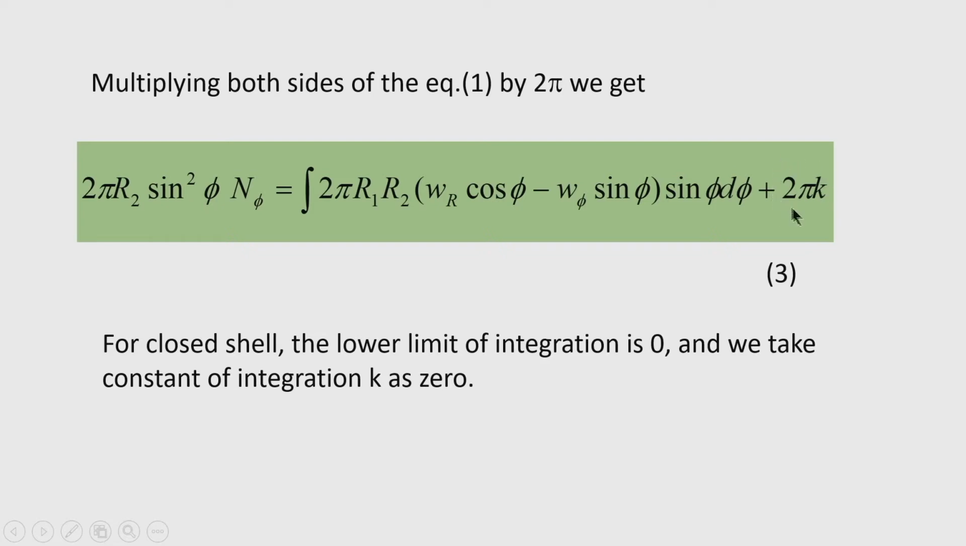2 pi k is again the constant; the previous constant was k and it was multiplied by 2 pi. So now the constant stands at 2 pi k. However, the constant of integration here is taken as 0 for a closed shell.